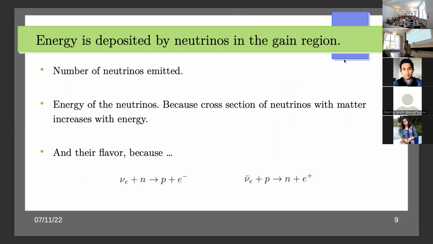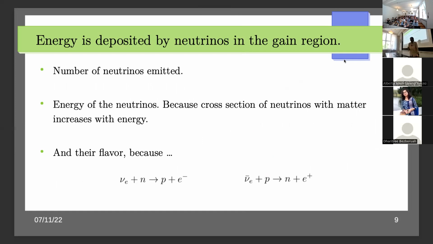Now that will depend on several factors. One is the number of neutrinos emitted. Second is the energy of the neutrinos, because the cross section of neutrinos increases with energy. So if we have more energetic neutrinos, more energy will be deposited. And also it depends on flavor.